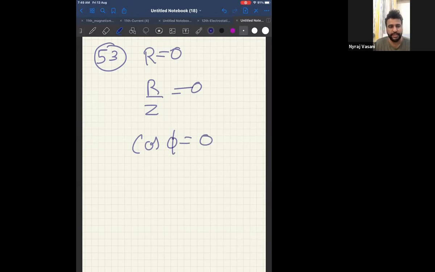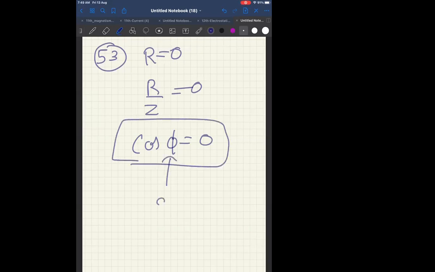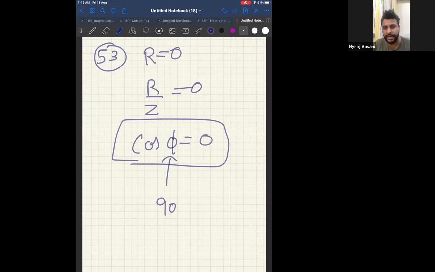We have just done wattless current right now. Now tell me, cos phi equal to zero, for which angle? 90. For cos 90 itself, I will get zero. Therefore, the phase has to be 90. This is the meaning of wattless current.